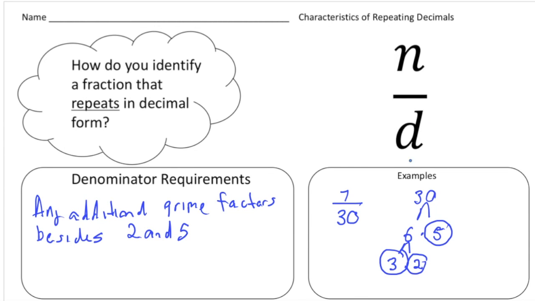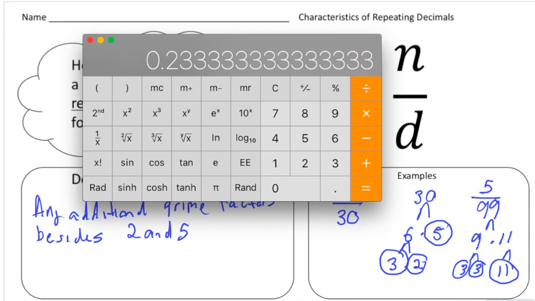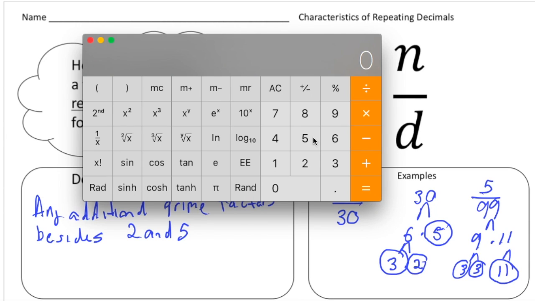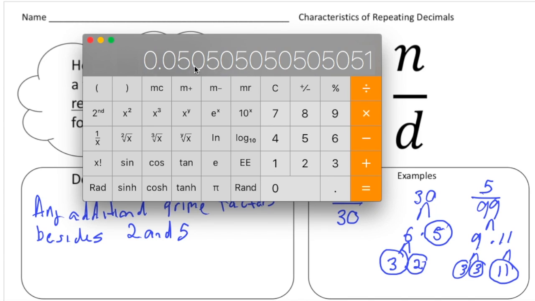So let's try one more. Say we have the fraction 5 ninety-ninths. Again, first of all, can I reduce it? No. So 99 we could say is 9 times 11, and then 9 is 3 and 3, and then 11 is just 11. So we don't actually even have a 2 or 5 in here. If I check with the calculator, 5 divided by 99, we have 0.050505, and it repeats, and there it is.